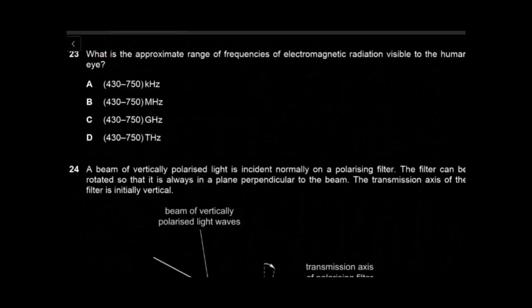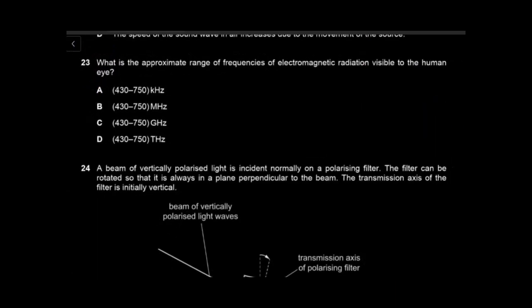22A. So question number 3. What is the approximate range of frequencies of electromagnetic radiations visible to the human eye? So we know that the visible range is between 380 to 700 nanometer, and also we know that nu is equal to c upon lambda, where c is the speed of light.